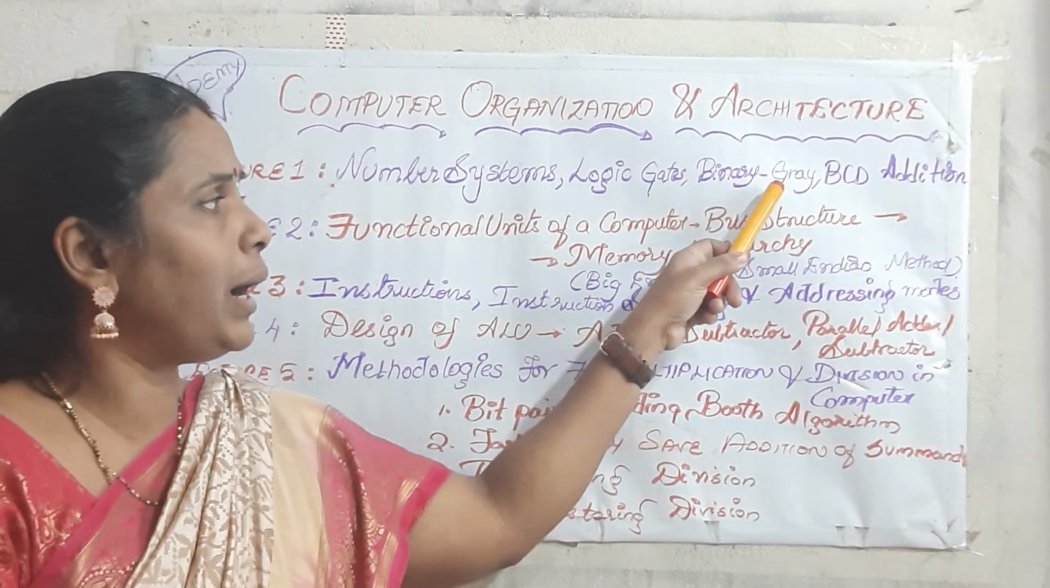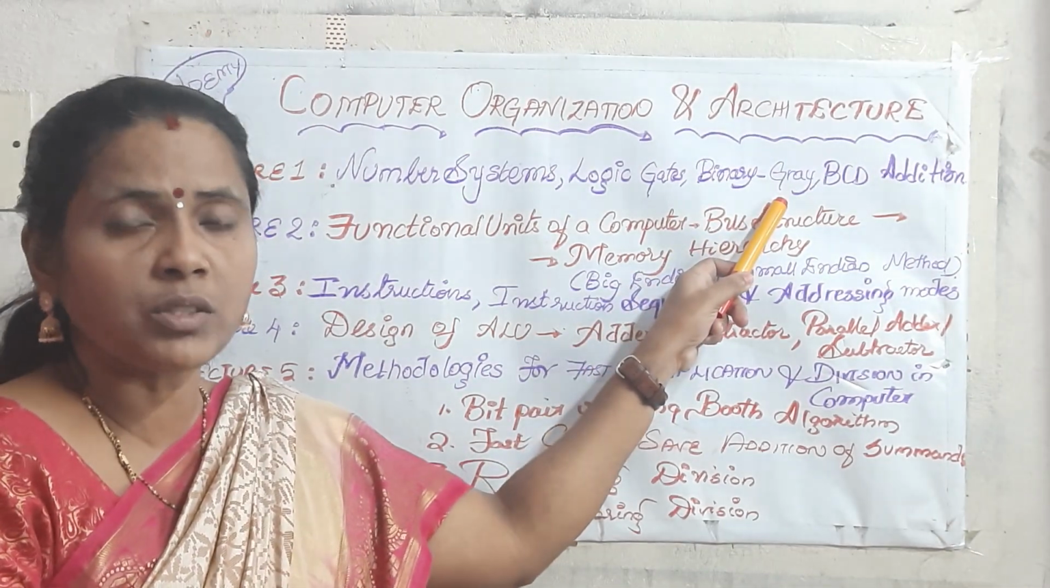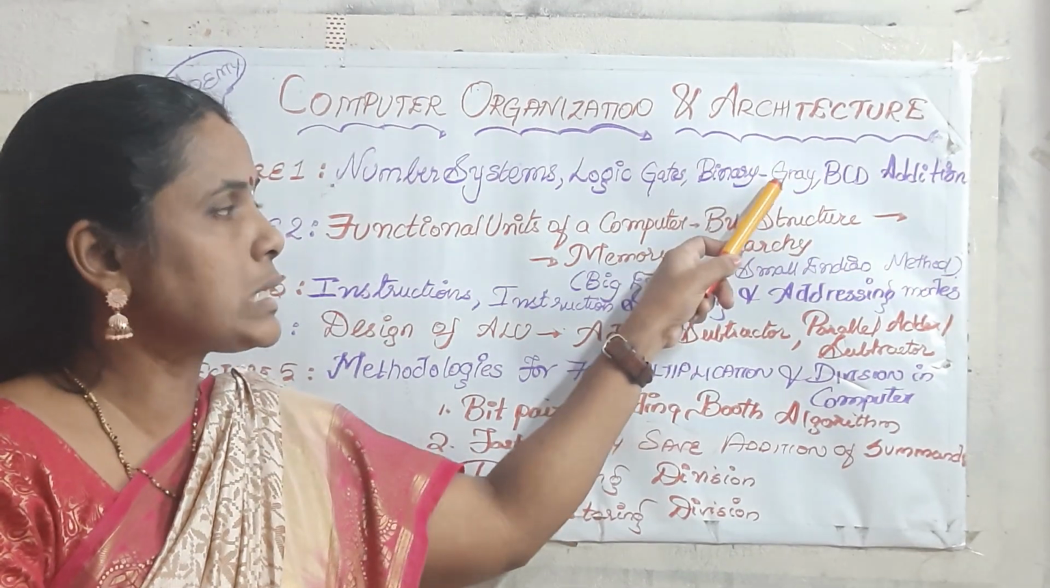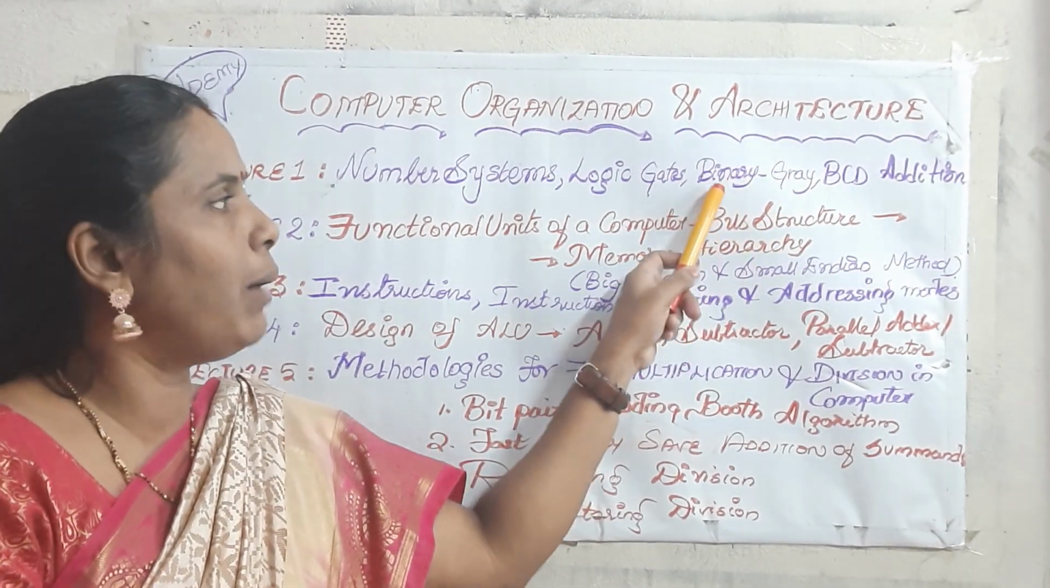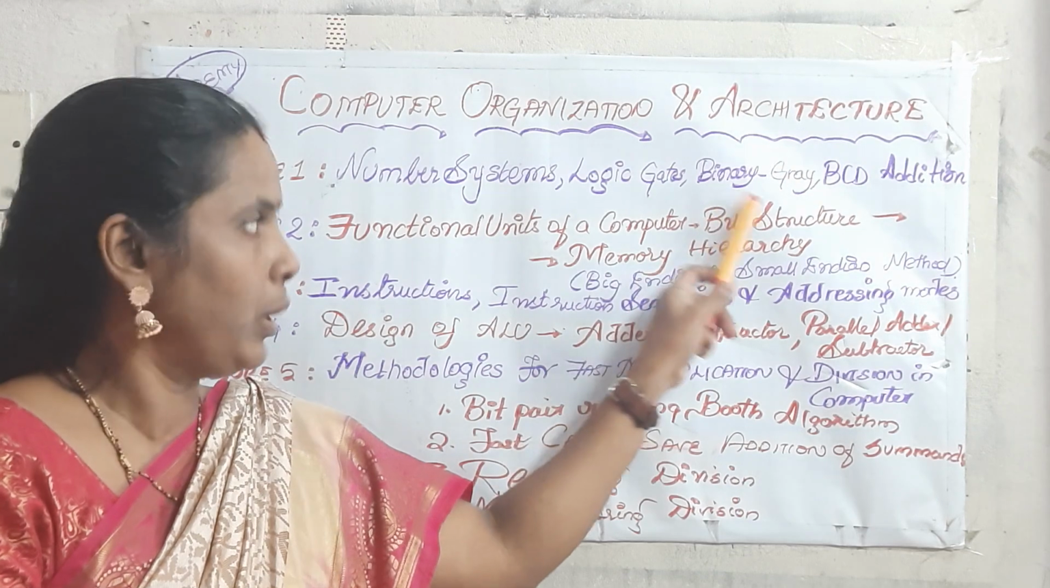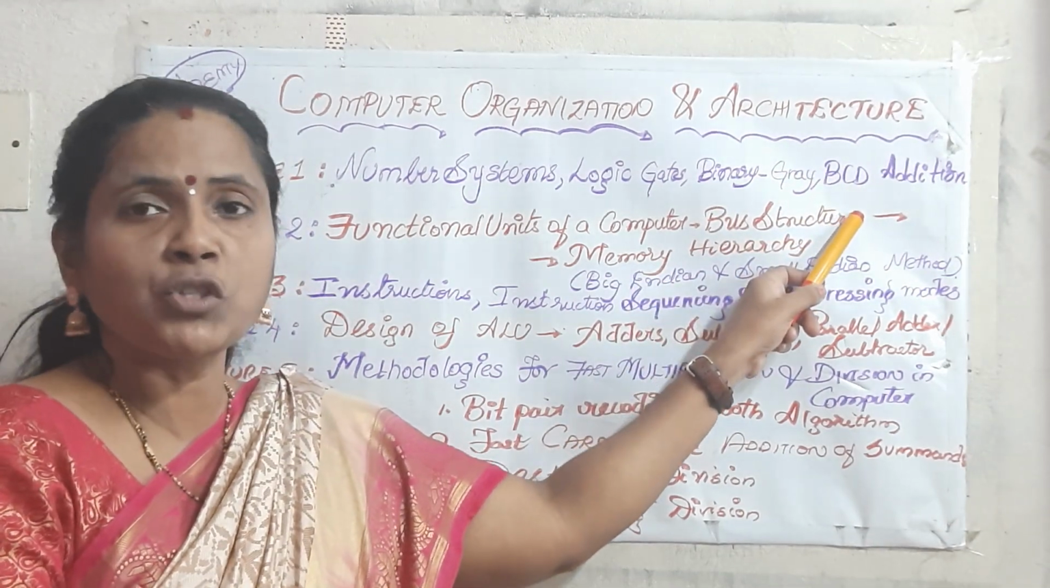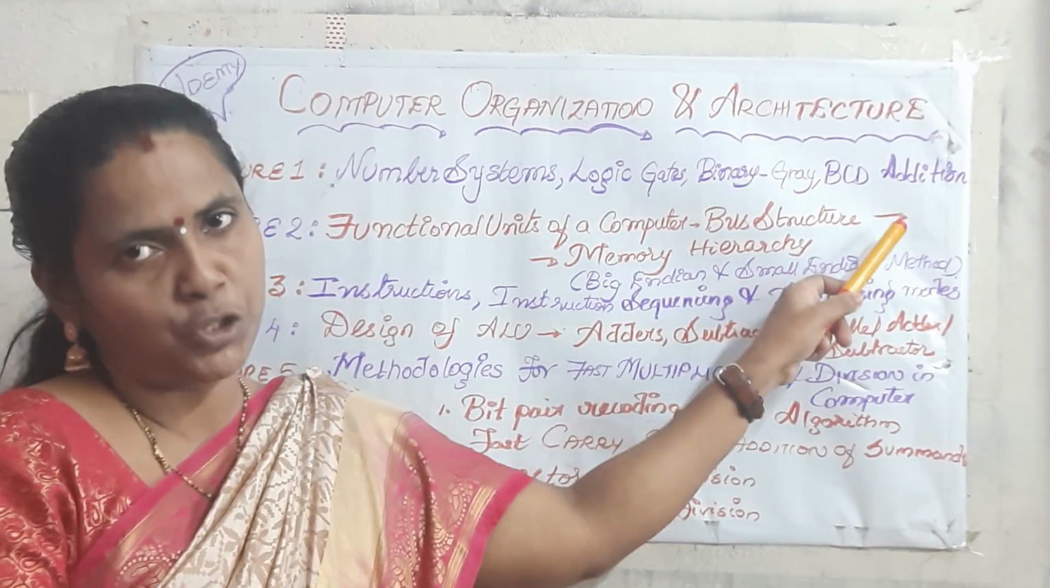Then moving on to binary to gray code, what is the procedure? And this gray code is a single bit change code, whereas your binary code is a sequential code. Then we'll move on to the procedure for your BCD additions.